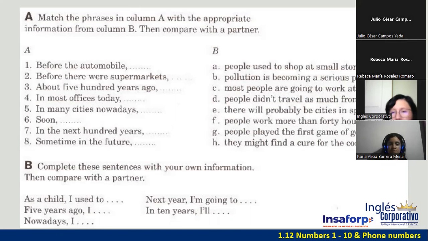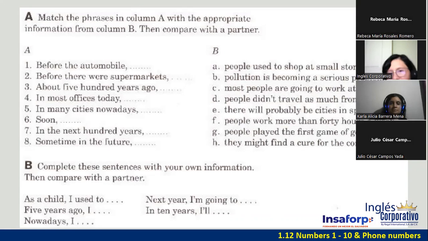Julio César. Okay. As a child, I used to play football at school. 5 years ago, I lived in Santa Tecla. Nowadays, I'm very tired. I surely need a vacation. Yes, definitely. Next year, I'm going to visit Canada. And in 10 years, I'll have my own business. Excellent. Okay, good plans. Thank you so much, Julio César.